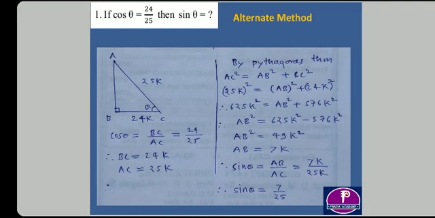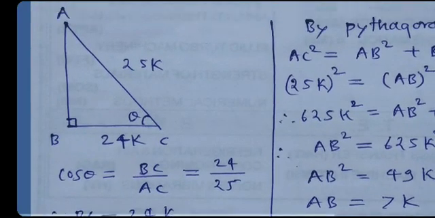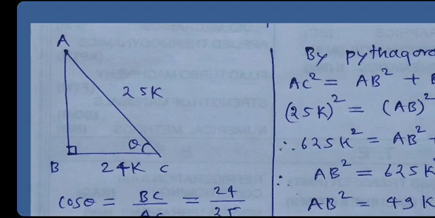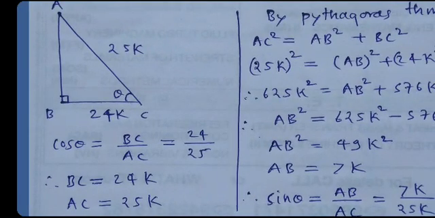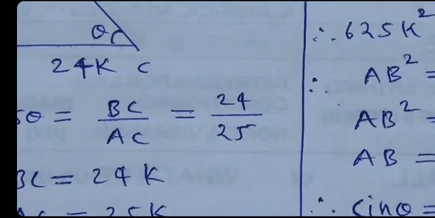Okay, the same problem can be solved by another method. So here, first assume one triangle, a right angle triangle. Okay, here, and take any one angle as theta. So here I have taken angle C as theta, and cos theta is given to us. So what is the definition of cos theta? It is the ratio of adjacent side to hypotenuse. So for angle C, we have adjacent side BC and hypotenuse AC. So cos theta is equal to BC upon AC here.